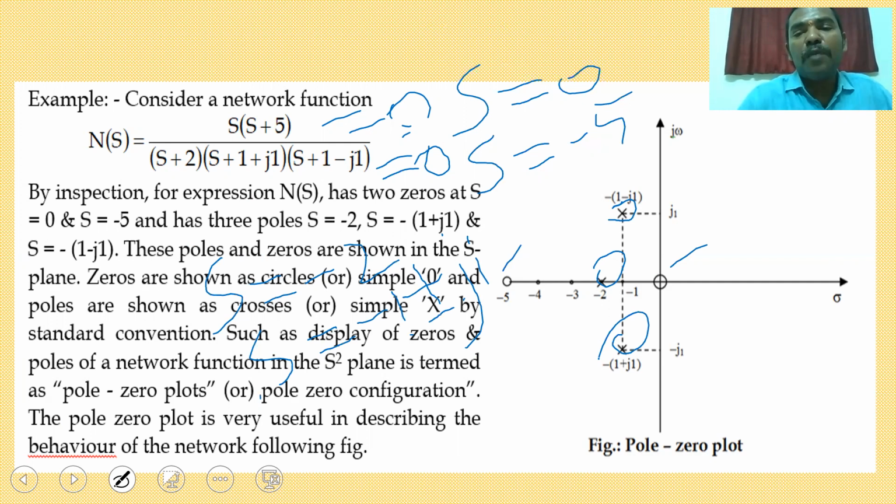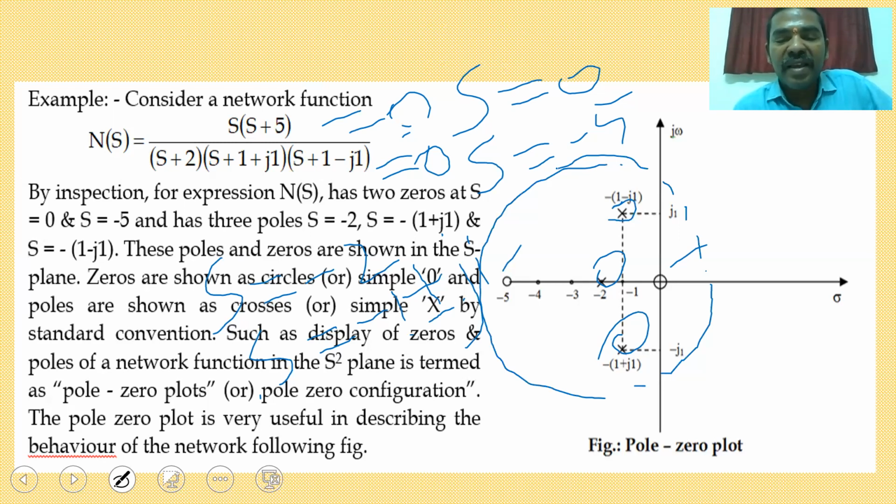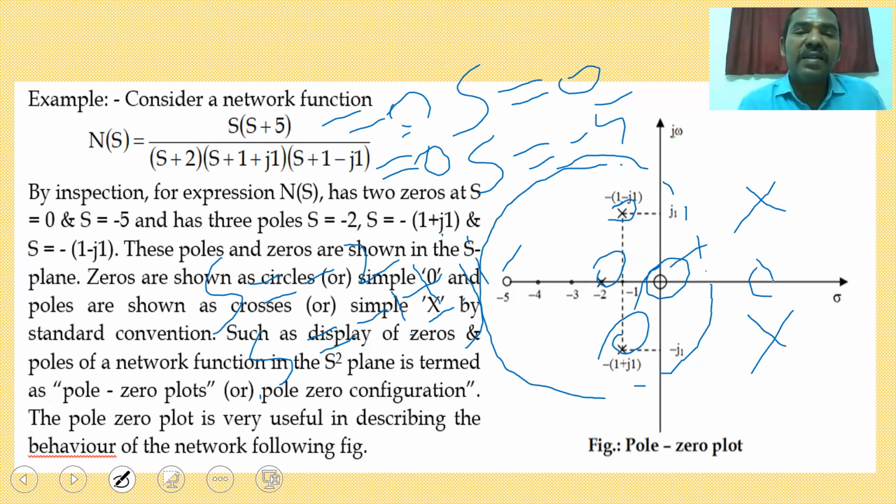So here all poles are lying on the left half of the s-plane, and for the zeros, one is lying on the left half of the s-plane and another one is at the origin. So this is a stable system. If any pole or any zero is lying on the right half of the S-plane, then that system is an unstable system.